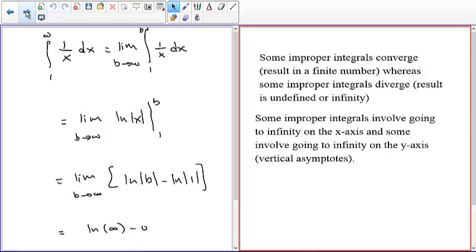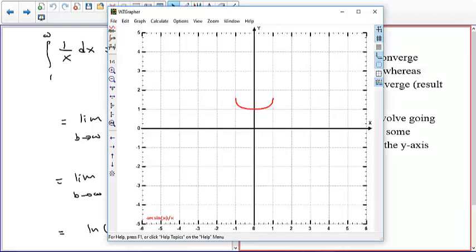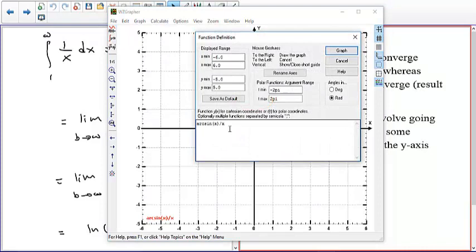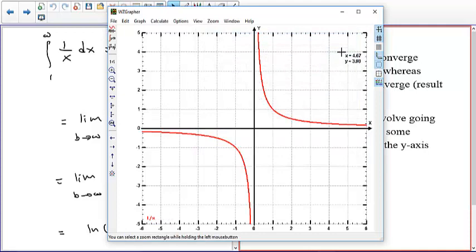So that's one class. There are also improper integrals where, instead of the limit going to infinity, the function goes to infinity. If you look at the function 1 over x as x approaches 0, there are two things that happen. One is that as x approaches infinity, the curve approaches the x-axis. But also, as x approaches 0, the function goes to infinity. So that's the other kind of improper integral. Either the limit goes to infinity or the function goes to infinity.